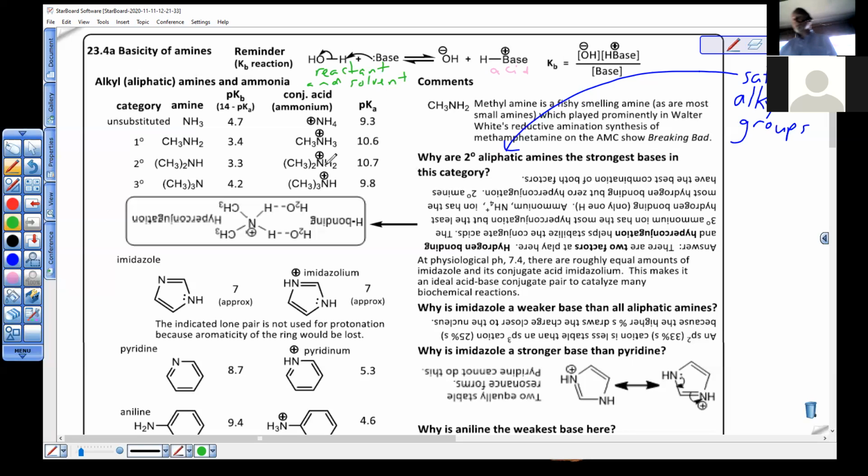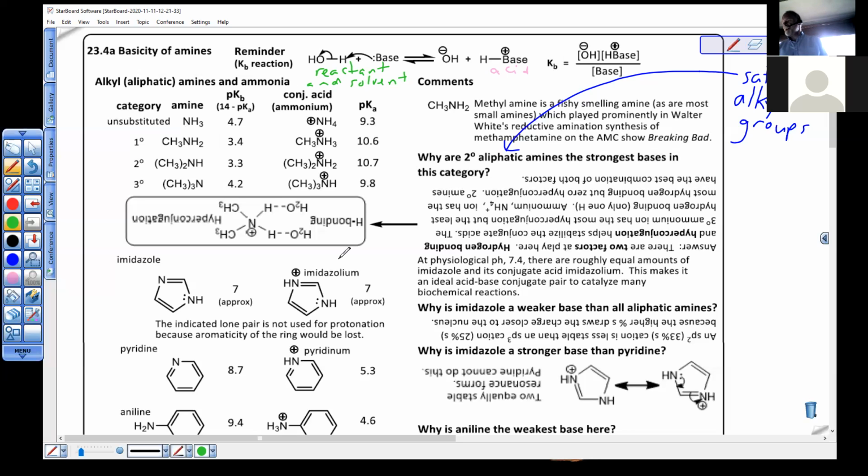So on your test, I guarantee I'll have either a primary versus a secondary or a secondary versus a tertiary. And I want you to show me that you know the secondary is a little bit better as a base than the primary or the tertiary. I won't have you compare primaries and tertiaries. It'll be a secondary with one of the other 2. Just telling you. Trying to help.